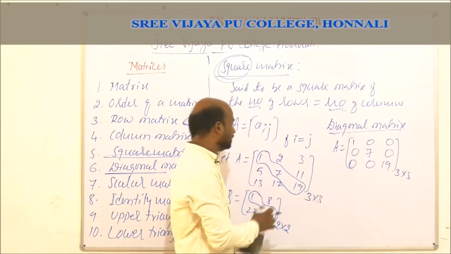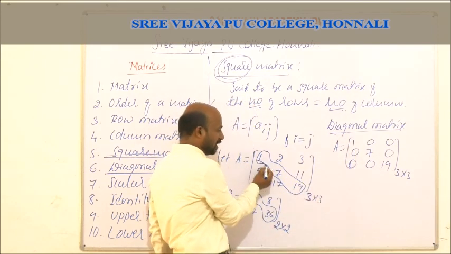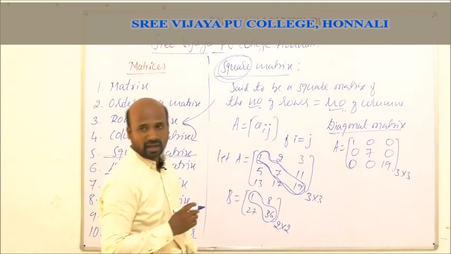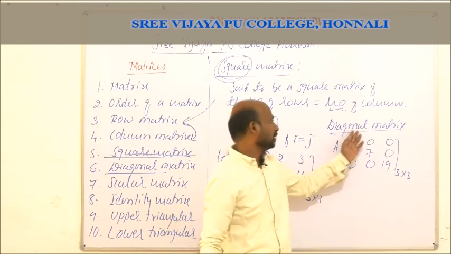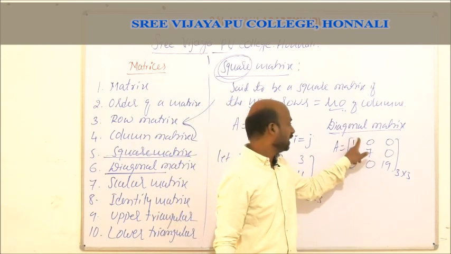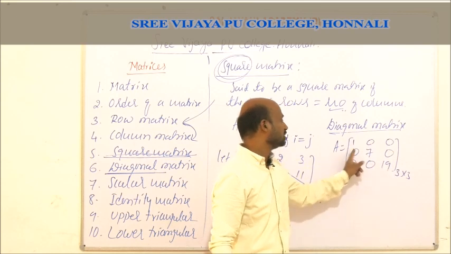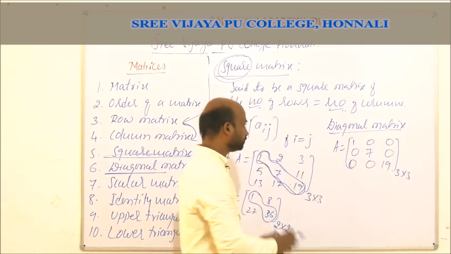Diagonal elements means in a square matrix, the elements from left top corner to the right bottom corner are called the diagonal elements. Here, in this case, it contains only diagonal elements 1, 7, 19. All the non-diagonal elements are zeros.